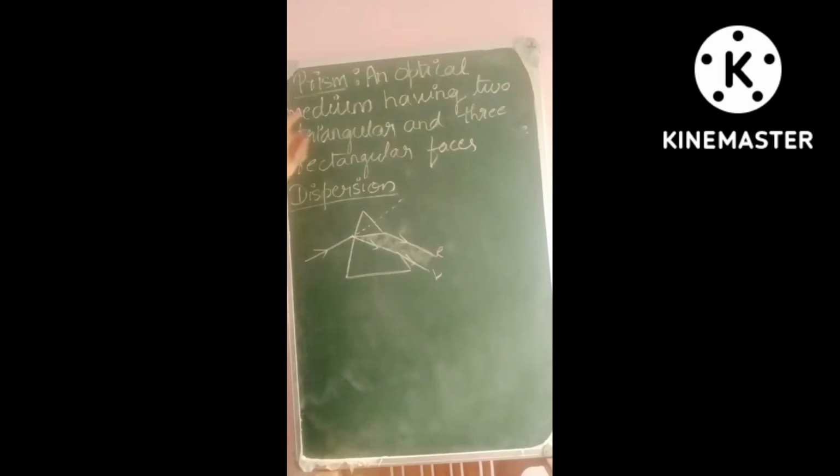Prism is nothing but an optical medium having two triangular faces and three rectangular faces. It is an optical device having two triangular faces and three rectangular faces. Such an optical device, we call it a prism.